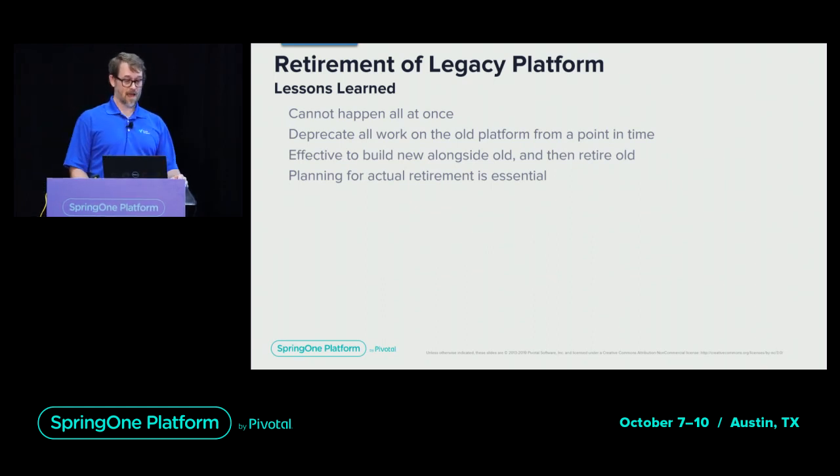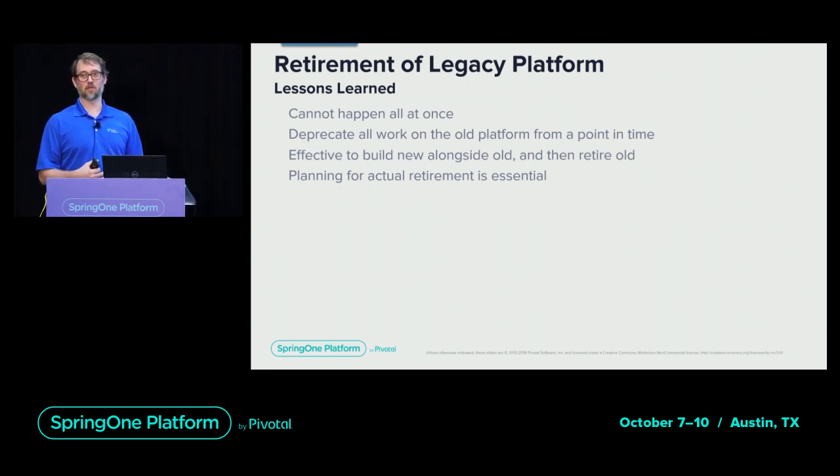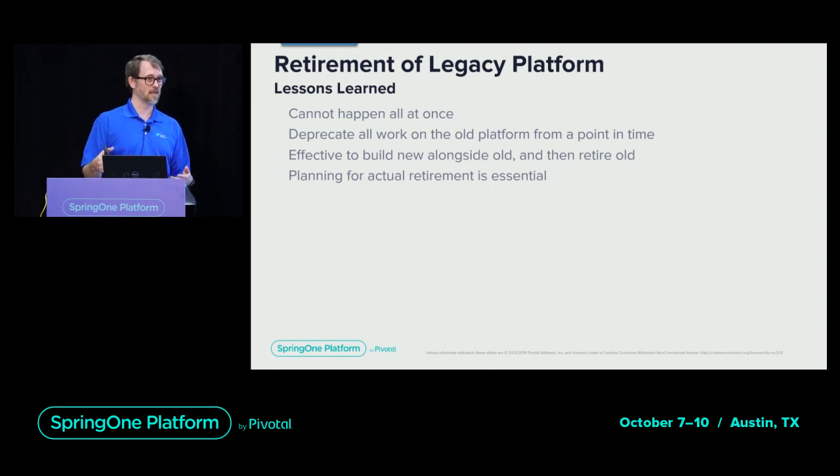Retirement of the legacy platform. So this is actually a little bit of a sore subject. In the three years we've been doing this, we haven't retired any major components of our legacy system yet. It's an aspirational thing, of course, but funding and availability of resources and availability of time are all factors that play into it.